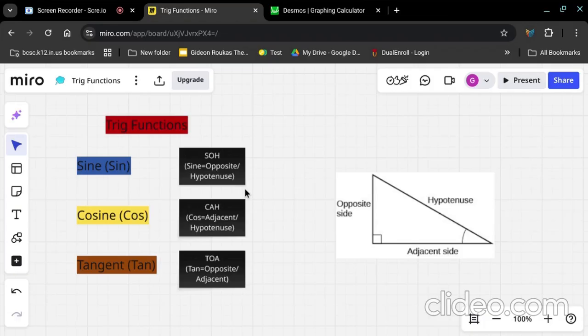One easy way to remember how all of these work and what they do is SOHCAHTOA. So sine represents opposite over hypotenuse, cosine is adjacent over hypotenuse, and tangent is opposite over adjacent.